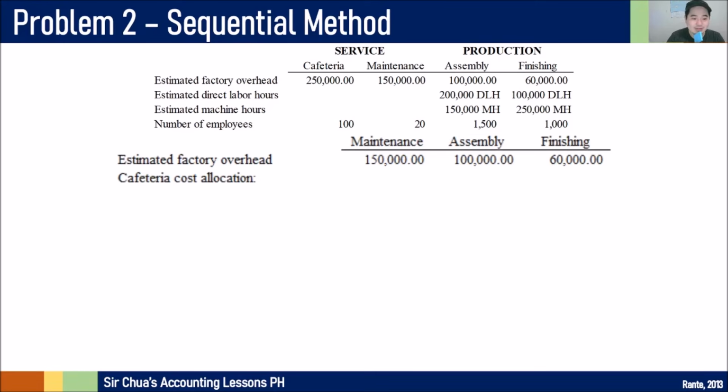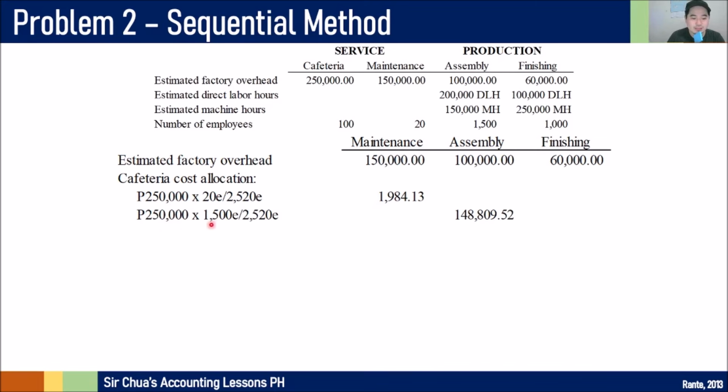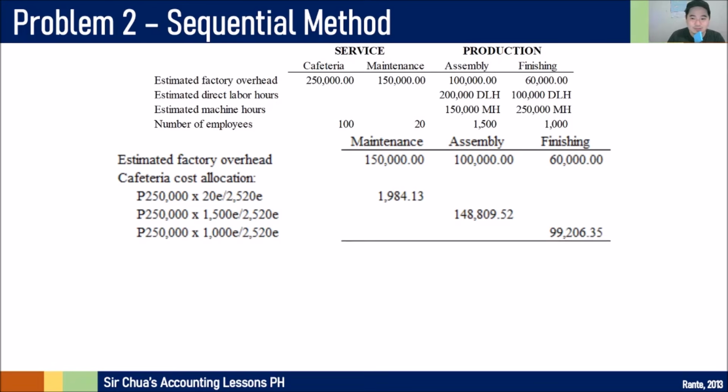Okay? So, let's now allocate your cafeteria cost. Your cafeteria cost is again based on the number of employees. So, 20 plus 1,500 plus 1,000, 2,520 na po ang denominator natin. Hindi na 2,500 kasi kasama na si maintenance sa allocation. So, 250,000 times 20 employees in the maintenance department divided by 2,520, 1,984.13. And then for your assembly department is 250,000 times 1,500 over 2,520. That's 148,809.52. And for your finishing, it's 250,000 times 1,000 over 2,520, 99,206.35.